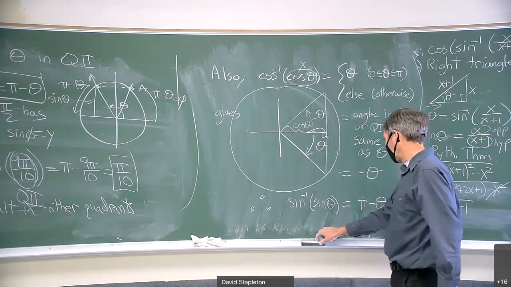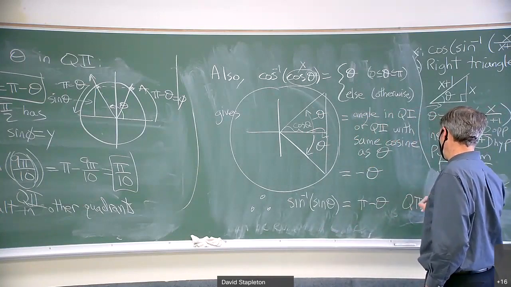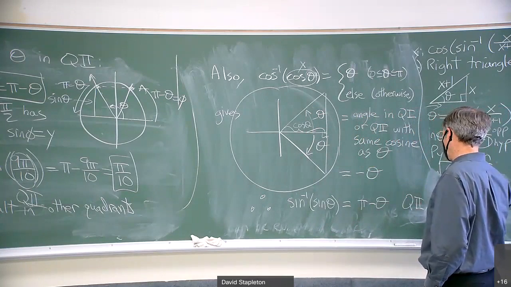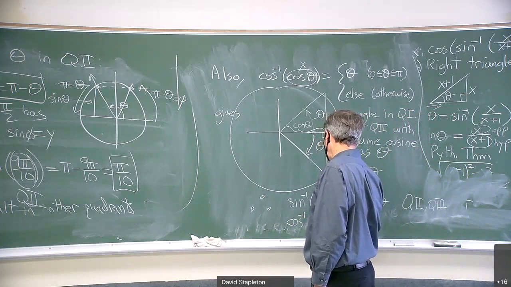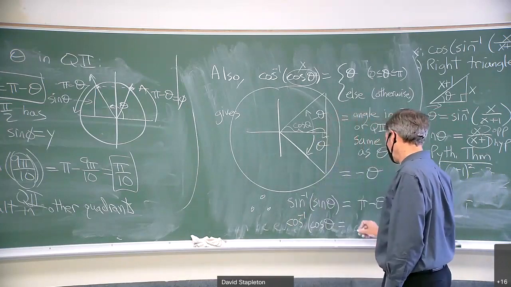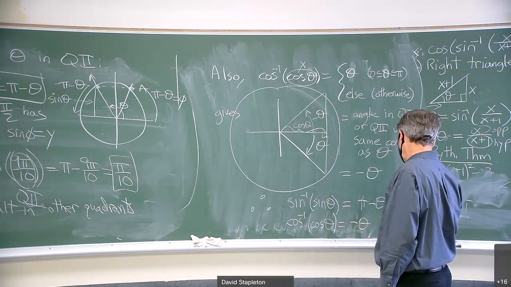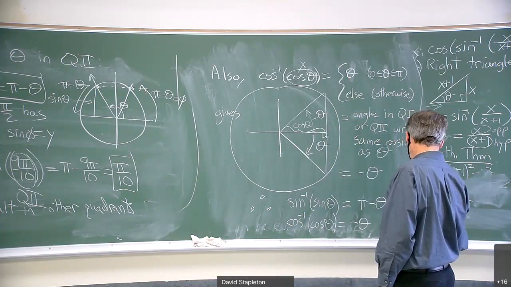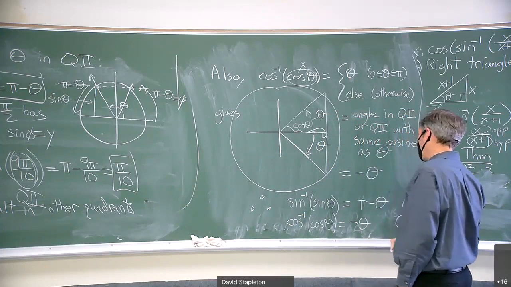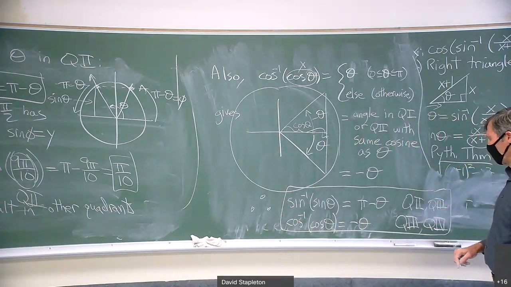Actually in both quadrants 2 or 3. And then the inverse cosine of the cosine of theta just comes out to be minus theta, for theta in quadrants 3 or 4, the two that you can't get to with the arc cosine normally.